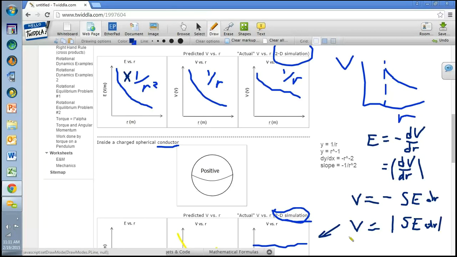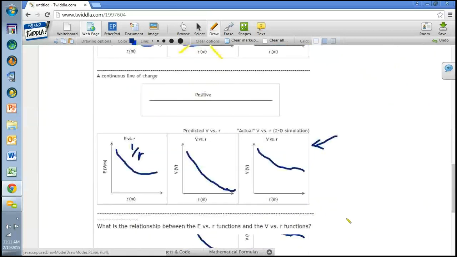Okay, so let's try that for both of these. If I were going to do the negative integral of 1 over r dr, the antiderivative, for the people who are not in calculus, remember the derivative is that you decrease the power by 1 and then you multiply by that old power. We have to do just the reverse.